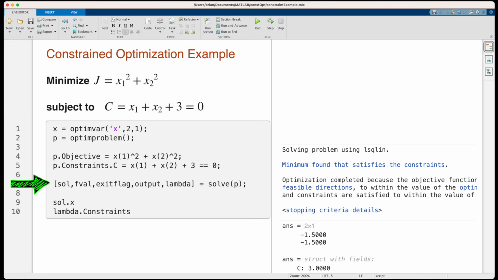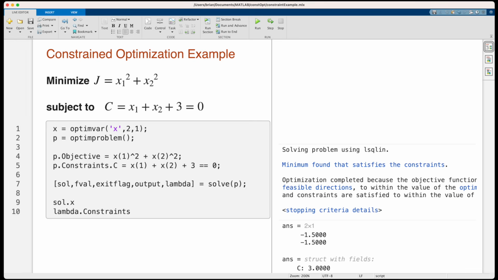The function solve solves the problem, and it returns several different outputs. And when it runs, I'm displaying the optimal point x and the Lagrange multiplier lambda. And over here, we see that x is minus 1.5 and minus 1.5, and lambda is 3, just as we calculated. All right, so that's where I'm going to leave this video.